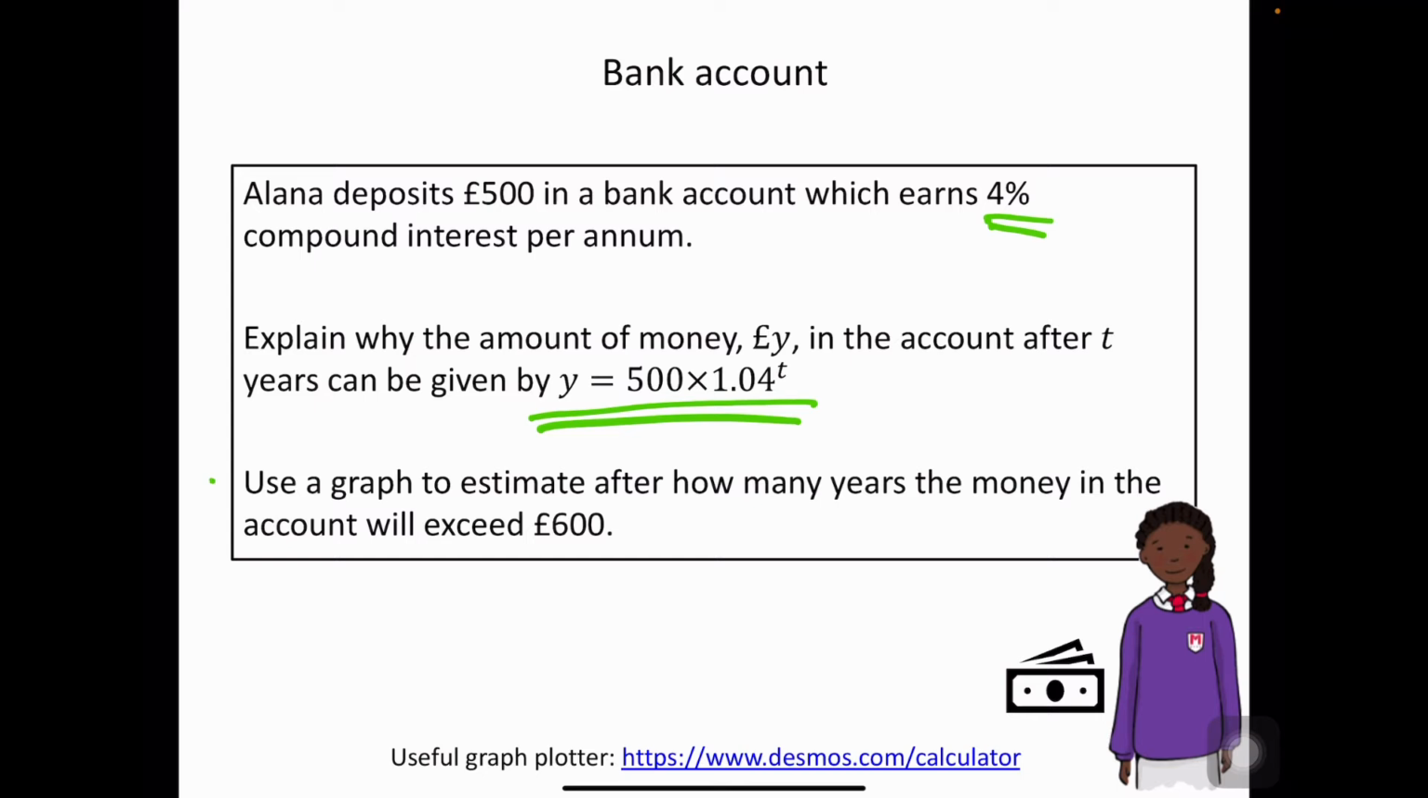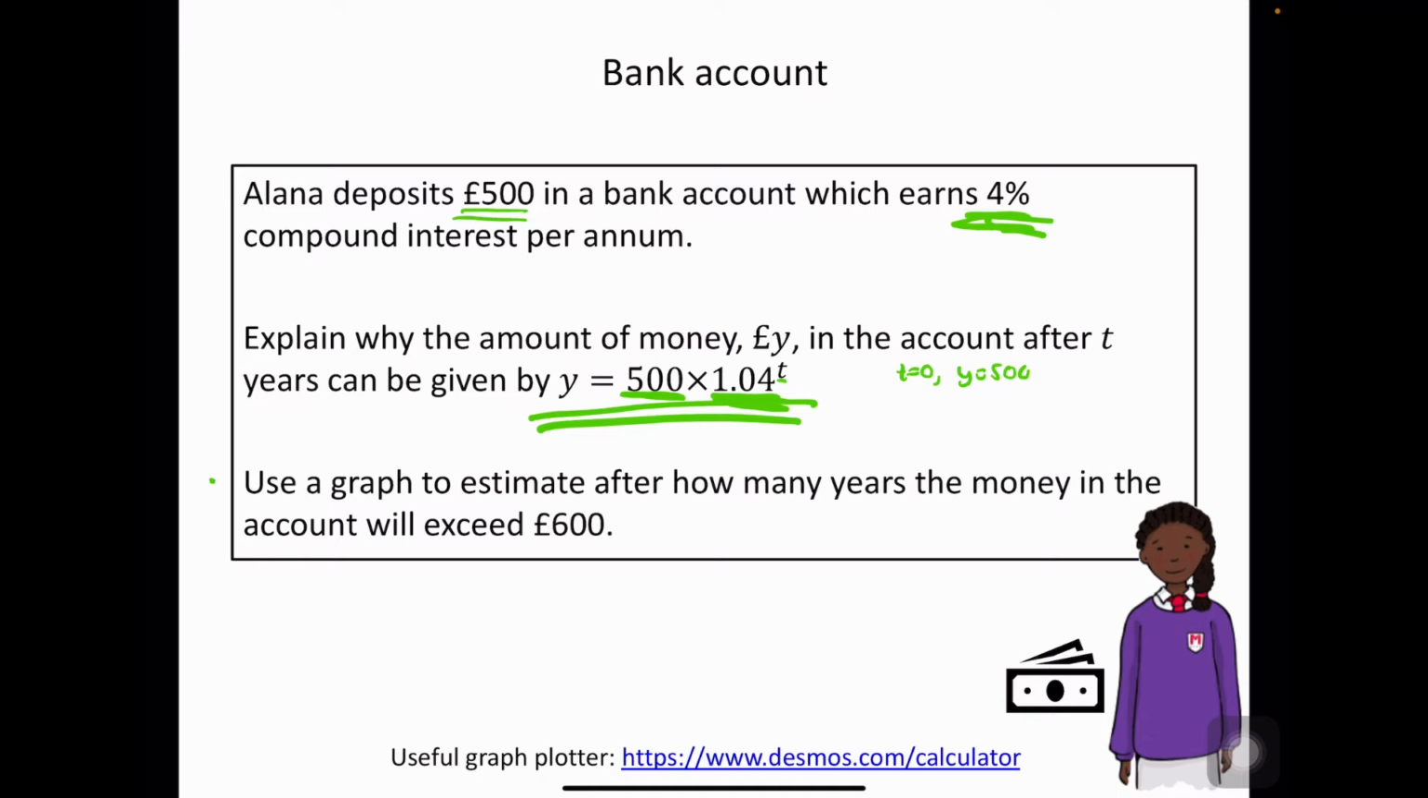Explain why the amount of money y in the account after t years can be given by this equation. Okay, because the initial amount is 500, so that's why the 500 is there. When t equals 0, y equals 500, and every year we are multiplying by 1.04. So that's why we have 1.04 to the power of t.